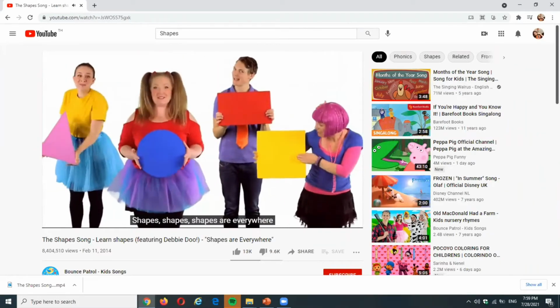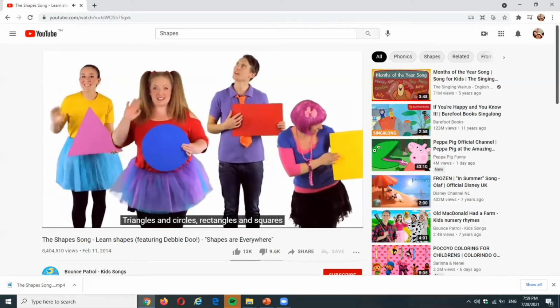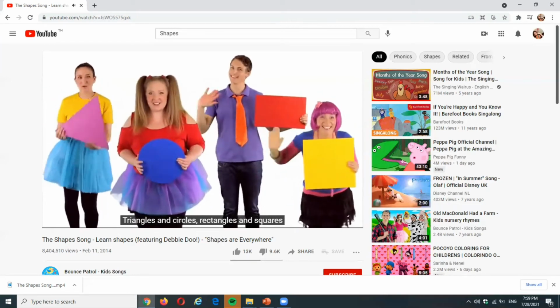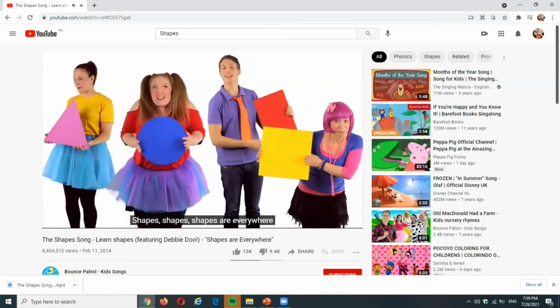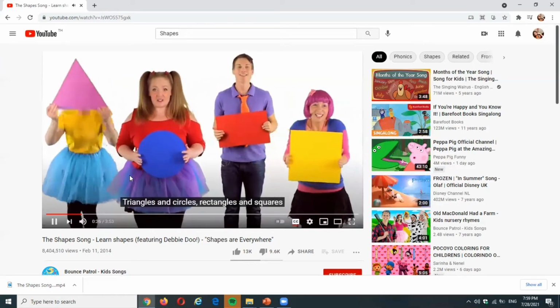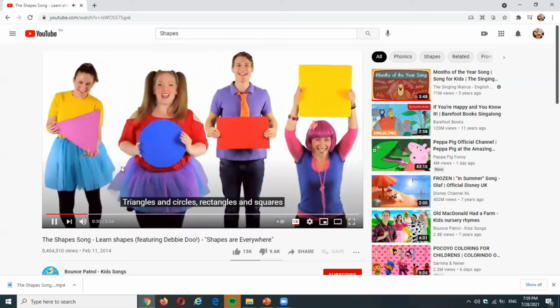Shapes, shapes, shapes are everywhere. Triangles and circles, rectangles and squares. Shapes, shapes, shapes are everywhere. Triangles and circles, rectangles and squares.